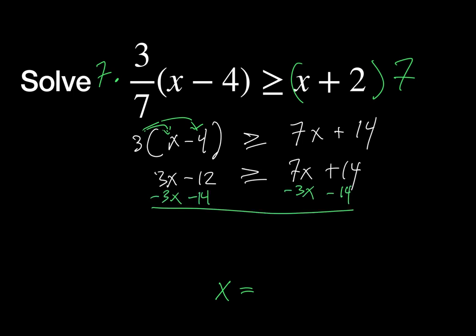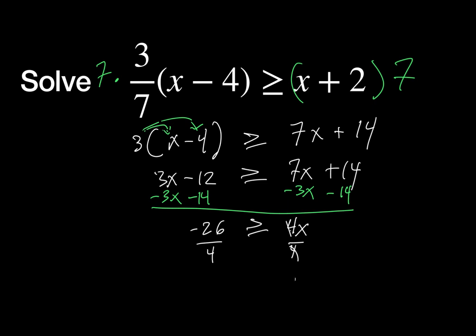And when I do that, 3x minus 3x is 0 x's. Here's really watching your negatives. Negative 12 minus 14 is negative 26, greater than or equal to 4x. Because 7x minus 3x is 4x, 14 minus 14 is 0. Divide by 4. Inverse of multiplying is dividing. So I will have, now down here, I had it like this, which is not exactly where I end up with.